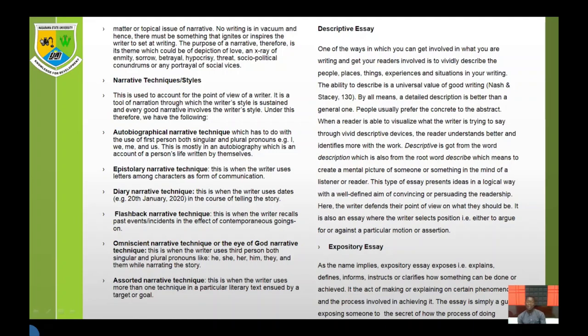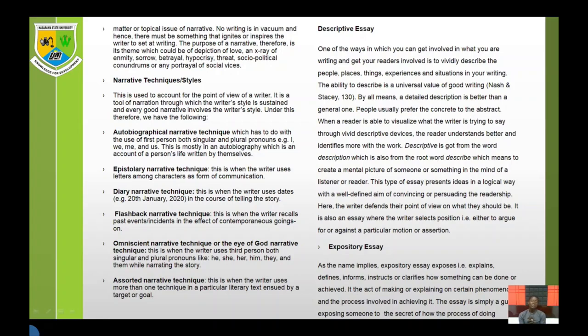The next type of essay is descriptive essay. From the word descriptive, it has to do with what? Description. And the word description is got from the word describe. And to describe is to create a mental picture of something or someone in the mind of the readership or the audience. It means when you describe somebody, already the readership or the audience will have the image of that person or thing in question in their mind. On seeing the person, they do not need to be told this is the person being described.